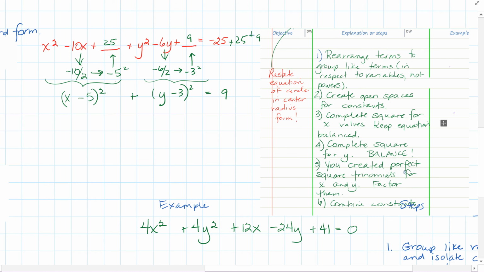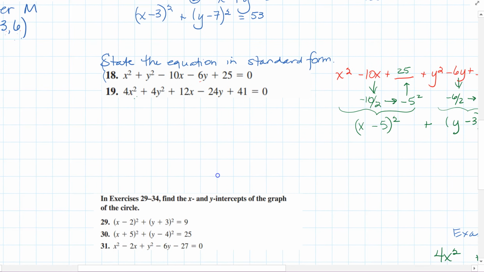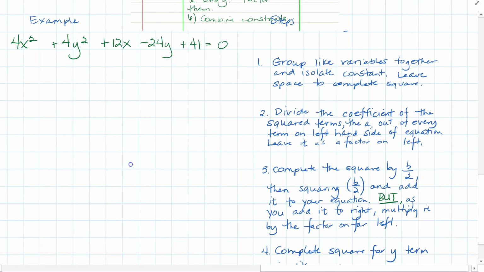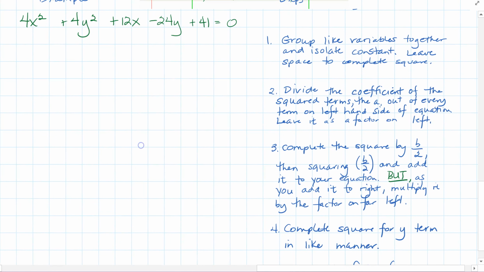And now let's look at this one a little bit more technical. I'm going to complete the square for this. And I know that you're probably thinking that I can divide 4 out of everything, and I really can here. But I just want to show you the process. So let's do it, and I've written the directions right here for you. And let's get started. Number one, group the like variables together and isolate the constant.